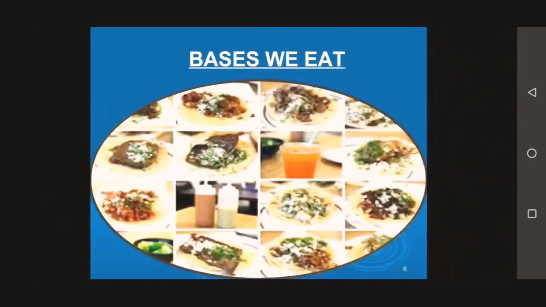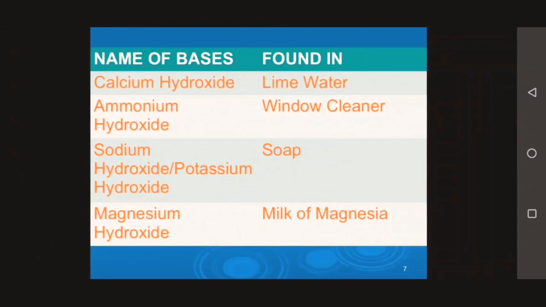Now, bases we eat. Here are some pictures that you can see. Here are some names of bases and where they are found. Calcium hydroxide is found in lime water, ammonium hydroxide is found in window cleaner, sodium hydroxide or potassium hydroxide can be found in soap, and magnesium hydroxide is found in milk of magnesia.